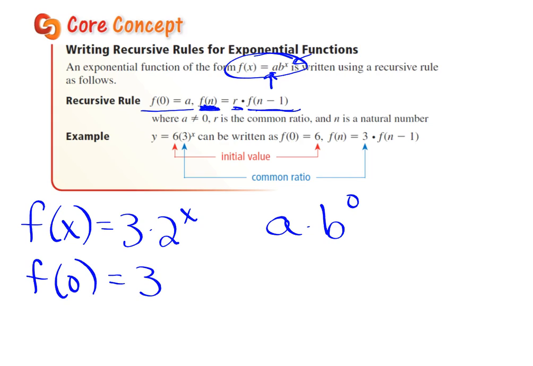Okay? So for example, this one, y equals 6 times 3 to the x, can be written, and we're going to follow this exact pattern. F of 0 equals 6, because f of 0 equals a, and a is 6. F of n equals r, which is 3, times f of n minus 1.